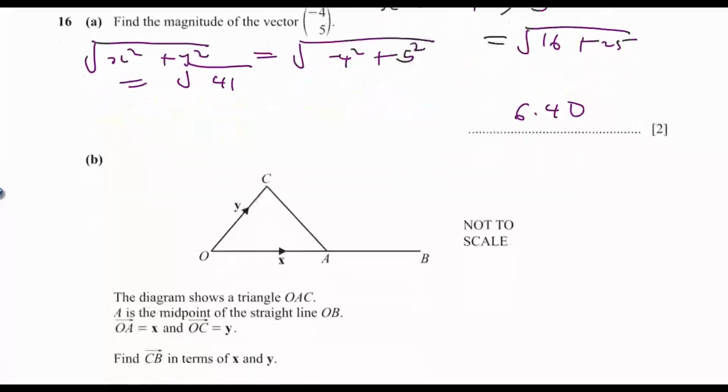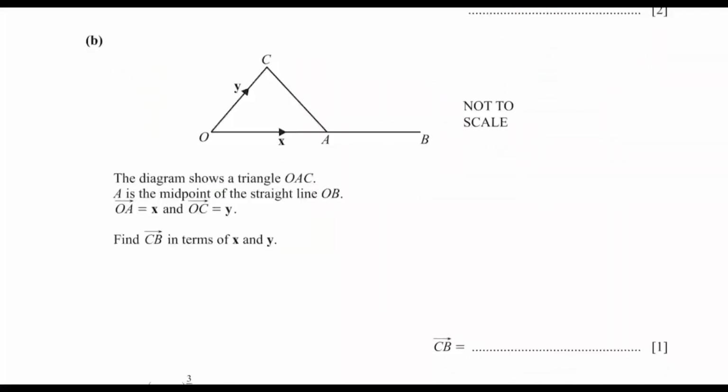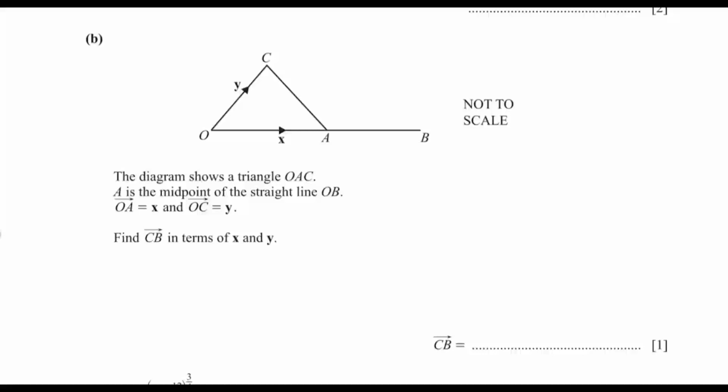So that will be the square root of 41, 6.40. So part B, the diagram shows a triangle OAC. A is the midpoint of the straight line OB. Vector OA equals x, and then OC is equal to y. Find the vector CB in terms of x and y.